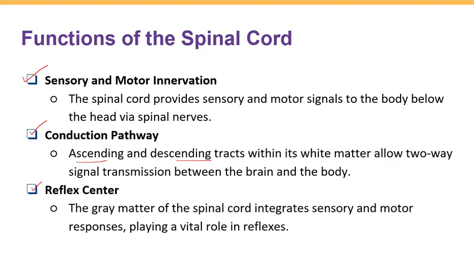And also the spinal cord acts as a reflex center, as the gray matter of the spinal cord is essential for reflexes. It receives the sensory information, processes and integrates it with motor responses, allowing us to react quickly to certain stimuli without needing to involve the brain right away. So it means that we can do some automatic and quick reactions to stimuli without our cerebral cortex being involved. So in that case, the spinal cord would be the reflex center.